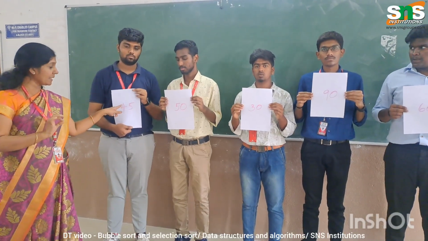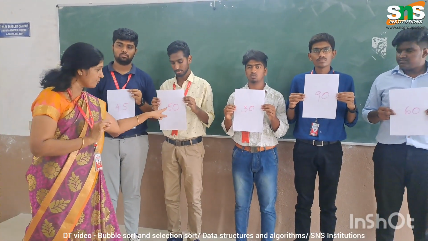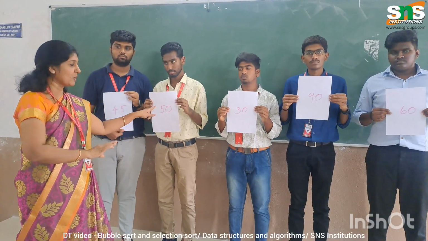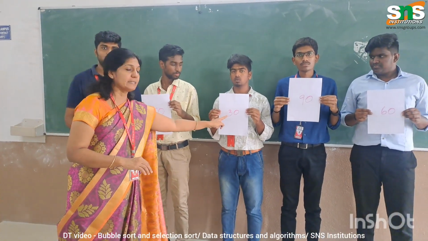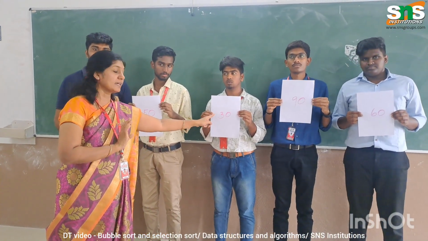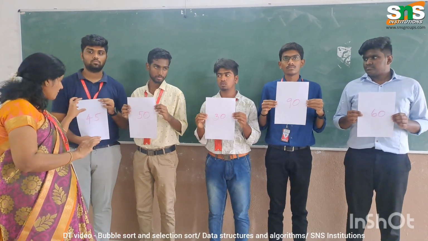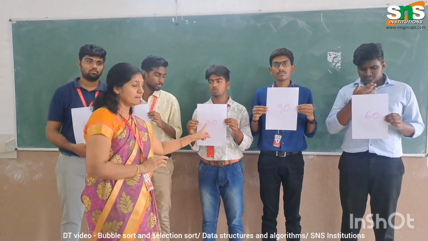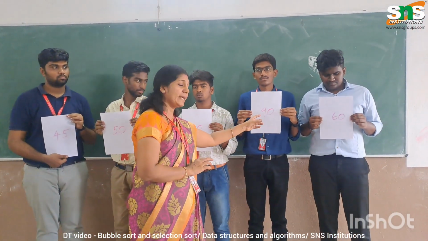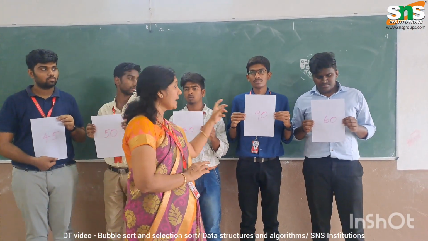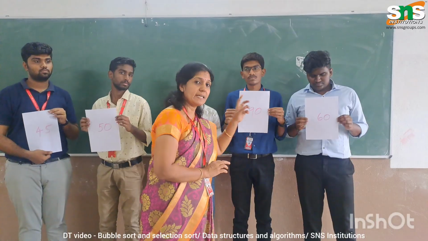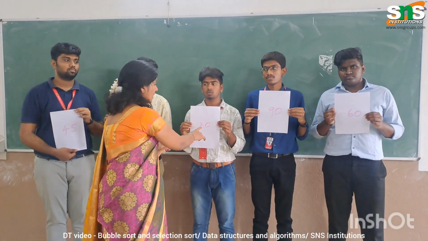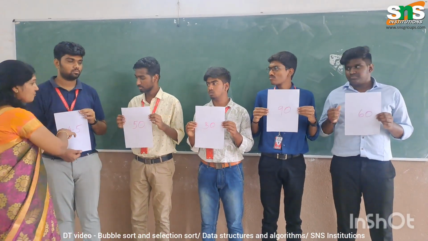We are going to compare this smallest element 45 with 50. Here also 45 is smaller. Then 45 is compared with 30. 30 is smaller than 45. So we have to fix the smallest as 30. Then 30 is compared with 90. Again 30 is the smallest one. And it is compared with 60. It is the smallest one. So we have to swap 30 and 45.